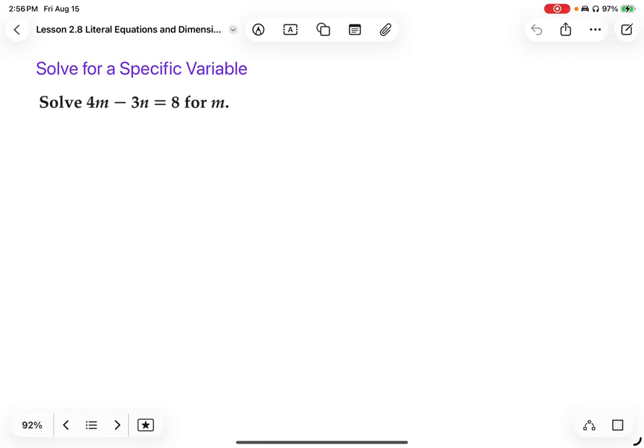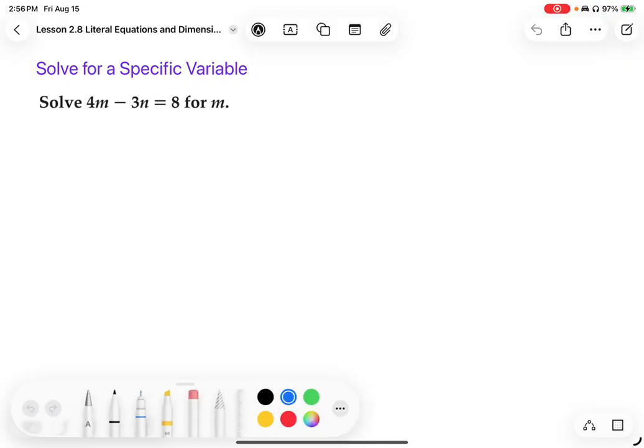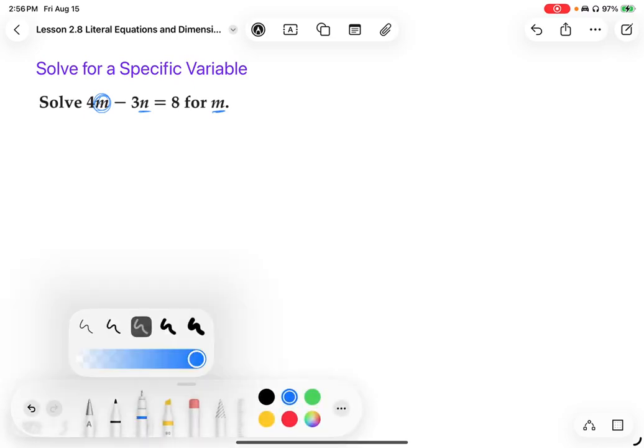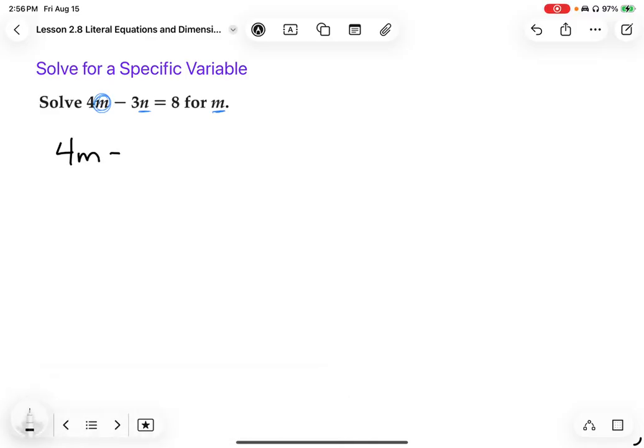And so this is an example of one of those where our equation is 4m minus 3n equals 8. And the directions say to solve for m. Well, there's an m in the problem right here, but there's also a second variable, an n, and that means whenever we solve for m, whenever we isolate that variable, it's going to have an n on the other side. We will have m equals something, and that something is going to have an n in it. So our answer is not going to be just a number.